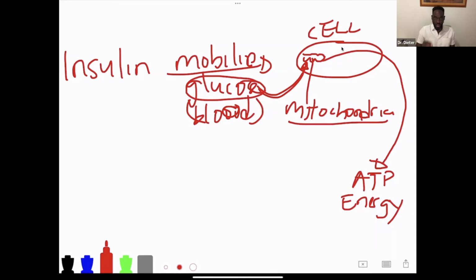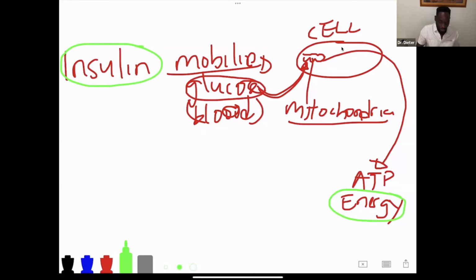So every single cell in the body requires energy to function. When a cell doesn't have the energy that it needs to function, it malfunctions. The simplest definition of a disease is a group of cells, tissues, organs, or systems that has malfunctioned. And why has it malfunctioned? Because it doesn't have the energy it needs to function. And so insulin is so important because insulin sits at the center of producing energy.